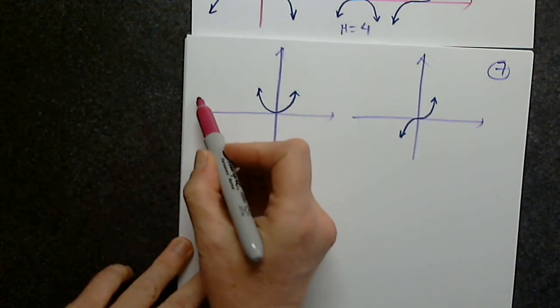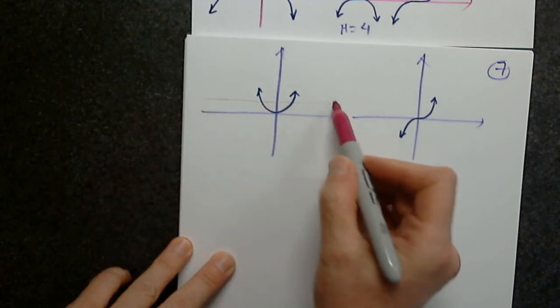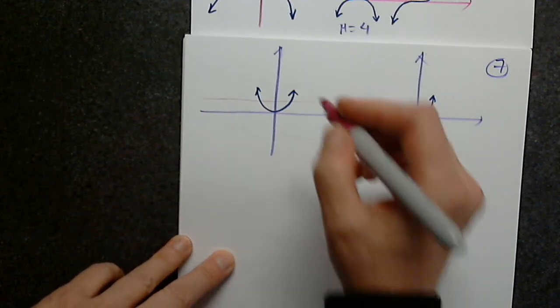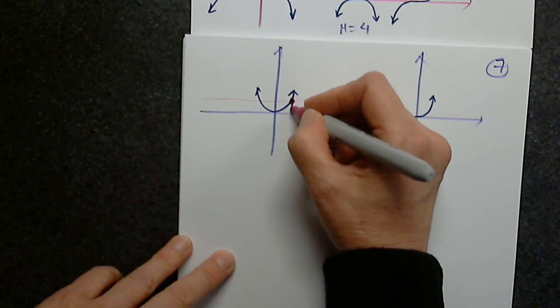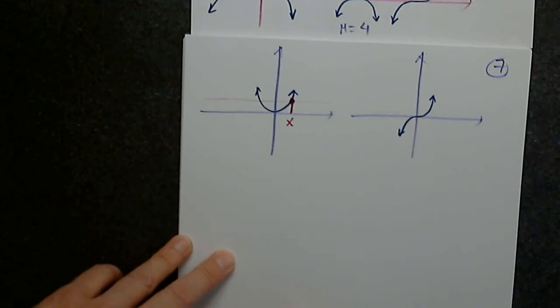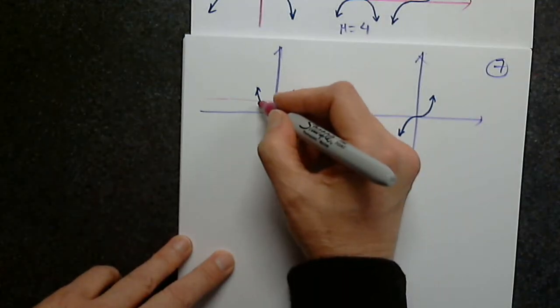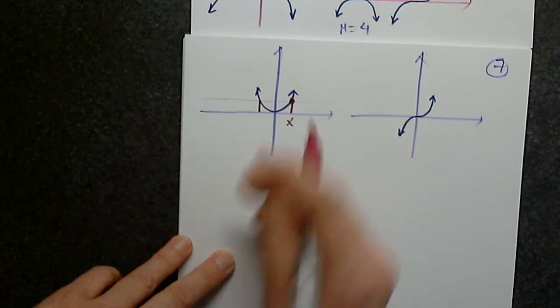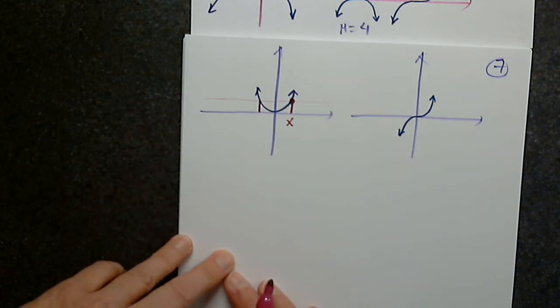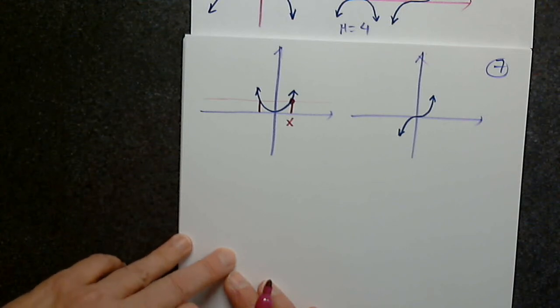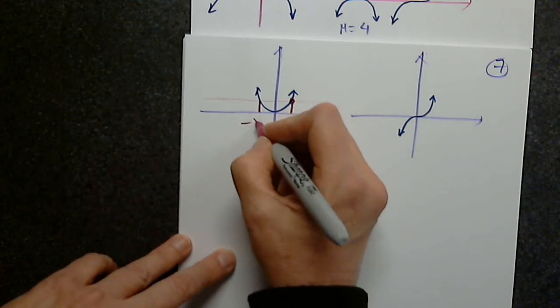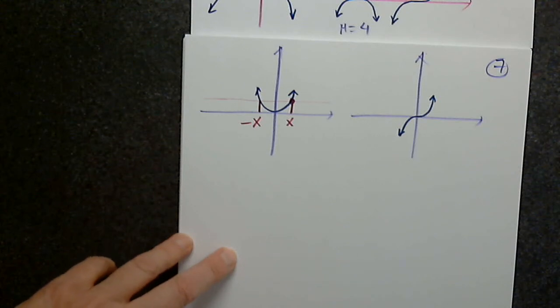I'm going to cut it with a horizontal line. I'm going to say that this point has coordinate x, and I would like you to tell me what is the coordinate of this point. We're going to go back to that function a lot. Say it again. Yes. Is that clear? Okay, perfect.